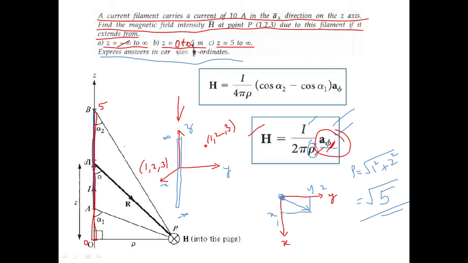So you have to find what is alpha 1 and what is alpha 2, substitute in this formula, and you will get what is h in terms of a phi. Again you have to convert this into Cartesian coordinate system by using the same procedure that I explained here, right? Same thing for this one also. For the third case, it is from 5 to infinity, so the line will be from 5 to plus infinity, like this. Then again you have to find alpha 2 and alpha 1, substitute it, and then try to get the answer.